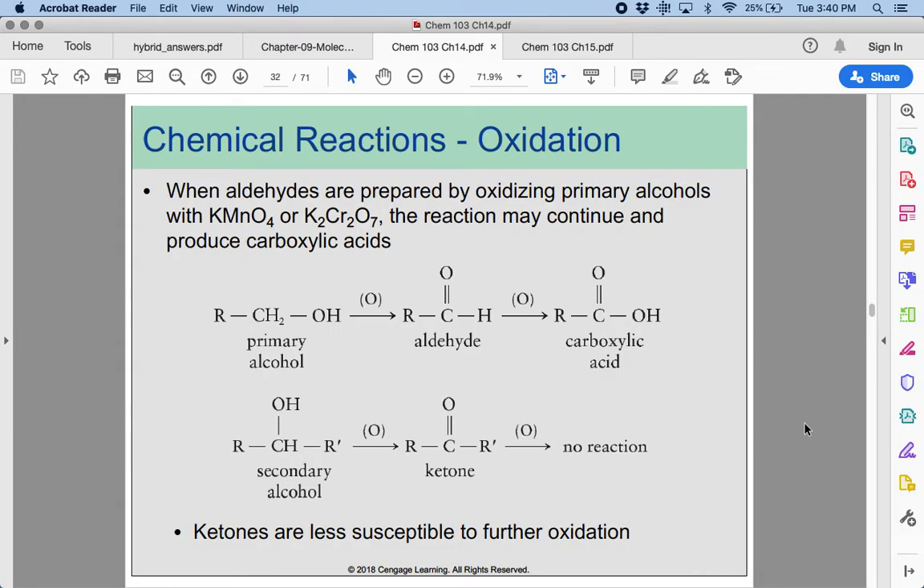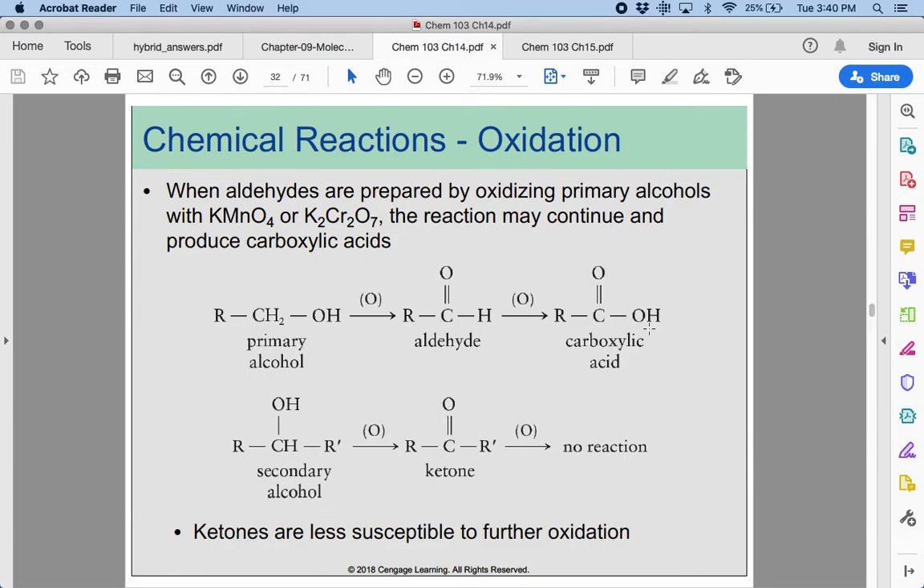So we're going to start talking about some chemical reactions that occur. How do we get an aldehyde? How do we get a ketone? So if you remember from our previous chapter, we talked about how we took primary and secondary alcohols, and when they were exposed to oxidizing agents, they became aldehydes and they became ketones. So this is how we make an aldehyde or a ketone, from the oxidation of either a primary alcohol to make the aldehyde or a secondary alcohol to make the ketone.